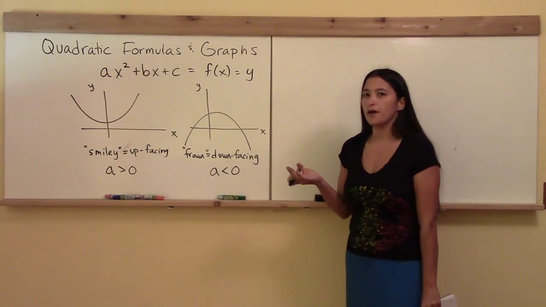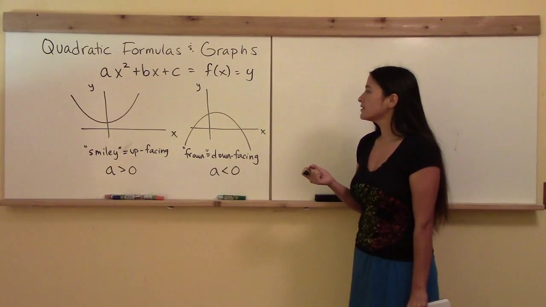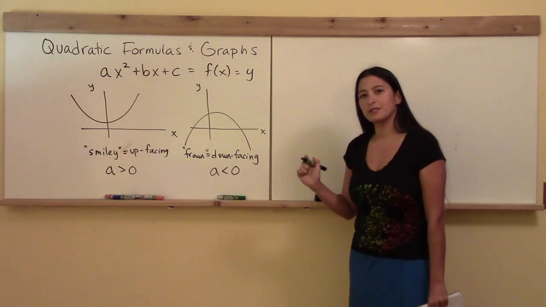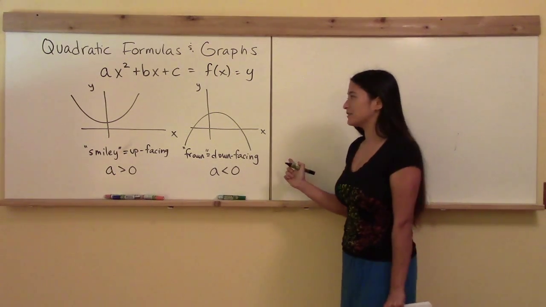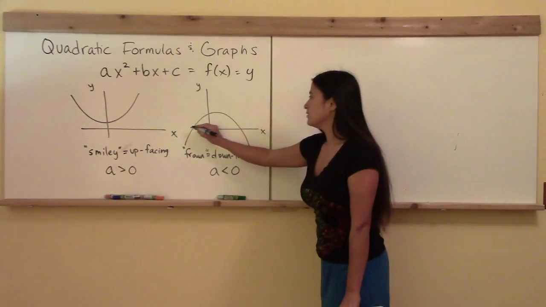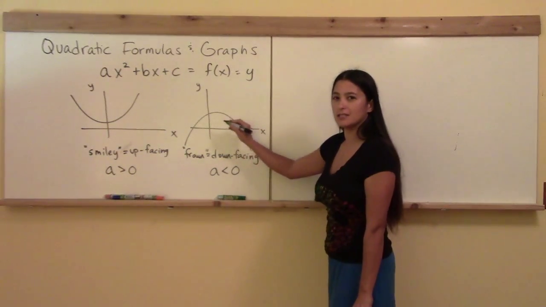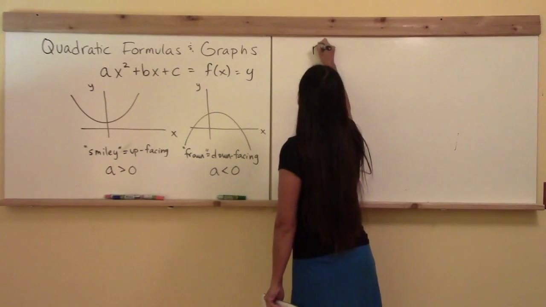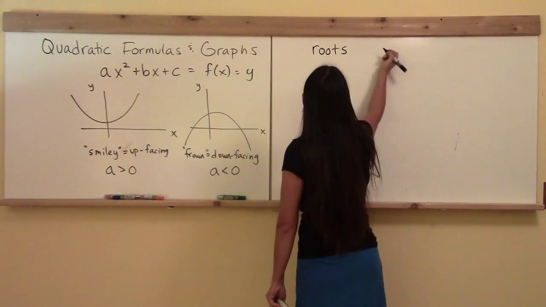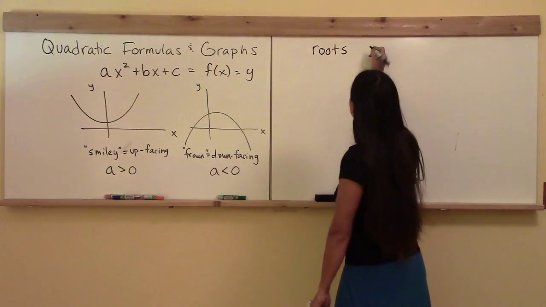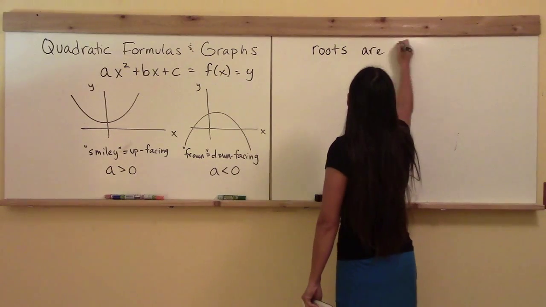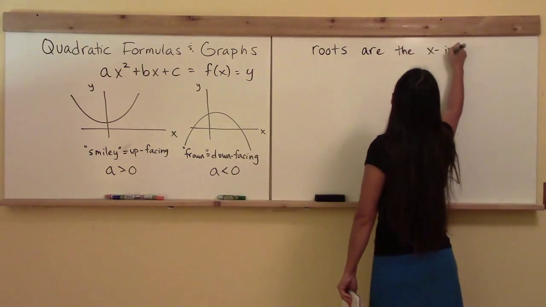Do you know where to find the roots on the graph? Those are the places where y equals 0. That's right. So y equals 0 would be right along this horizontal axis, also known as the x-intercepts. So the roots, also known as the zeros, or the solutions to this equals 0, are the x-intercepts.